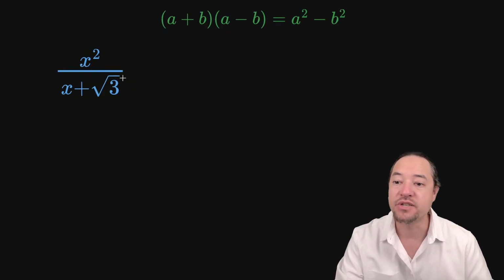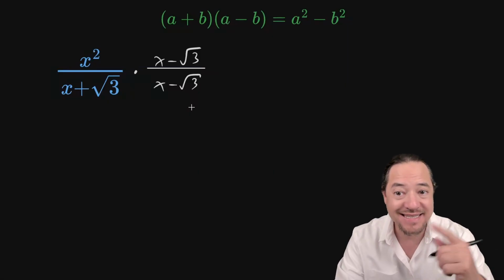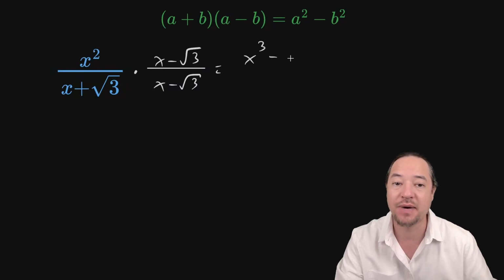What we're going to do is multiply this fraction by x minus root 3 over x minus root 3. Okay, so let's see what happens. Now, the numerator is nothing special. We're just going to multiply these together. So we'll get an x cubed minus an x root 3.